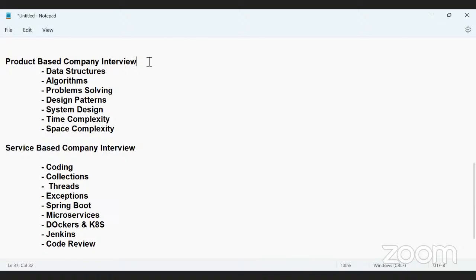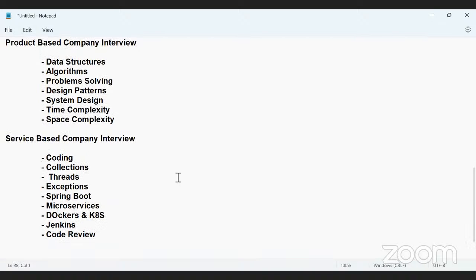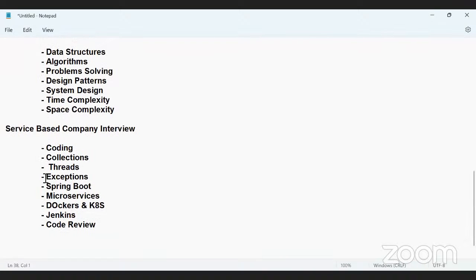Service-based company interview, product-based company interview: the interview process will be different. And these people will ask questions on Java 8 features also, lambdas and streams. They are going to ask that in the service based company. The interview process will be different from product based company to service based company.